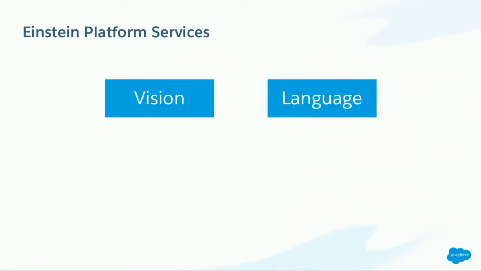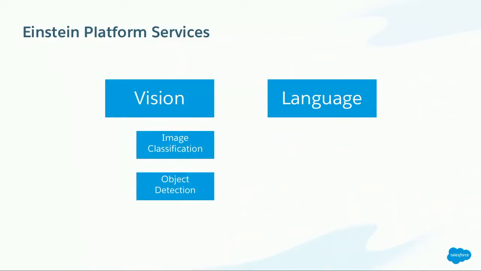Our services, Einstein Platform Services, have 2 brands. First, we have Vision. Vision includes everything around image classification and object detection. So what does image classification mean? You take an image and you classify it as a category.